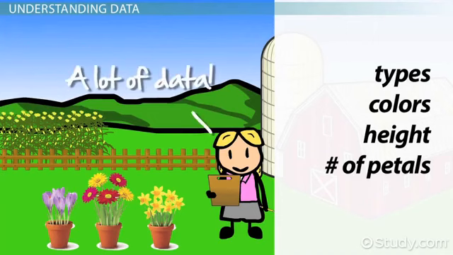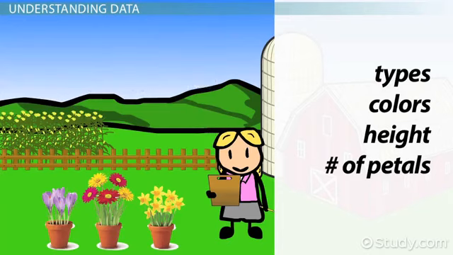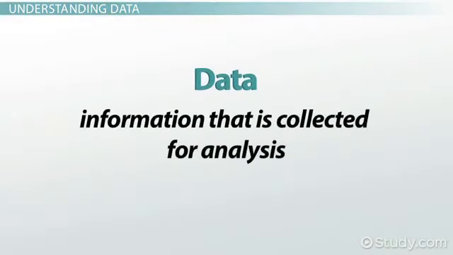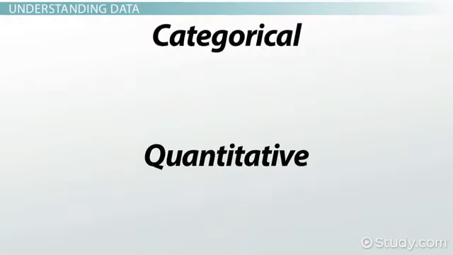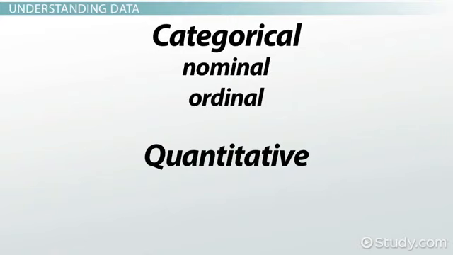In order to analyze all of the data that Chloe has collected, she will need to understand the different types of data. First, data is just information that is collected for analysis. Data is generally used to either disprove or prove a hypothesis. Data can be grouped into two different types of information, categorical and quantitative. In this lesson, we will be talking about two types of categorical data, nominal and ordinal. We will also be talking about two other types of measuring data, interval and ratio measurements.